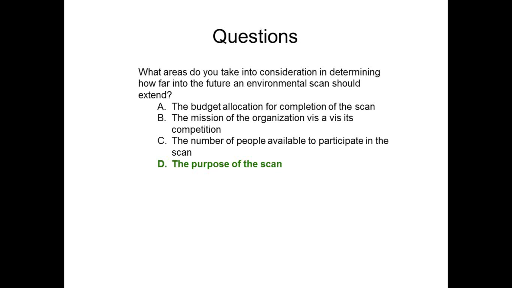Any other thoughts? B is interesting because it's almost taking a scan, right? Our mission versus someone else's mission is almost an environmental scan in itself, but we argued with ourselves about that one too. The number of people available is sort of a resource question, and you might be able to modify that by being more creative in your approaches. And the budget allocation should follow later, was the thought. Everybody cool on that one?